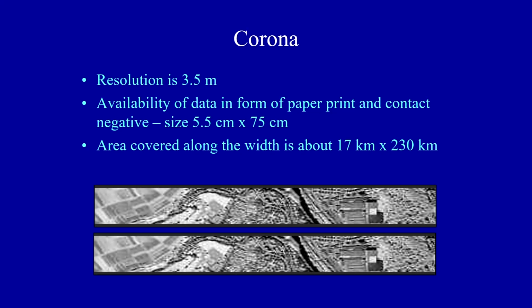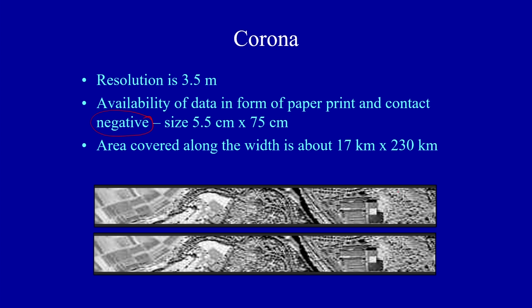Now, Corona photograph resolution: the data comes in something like this. You have the strips here collected by the forward and aft cameras, and they come in negative, and you can enlarge it and print it.